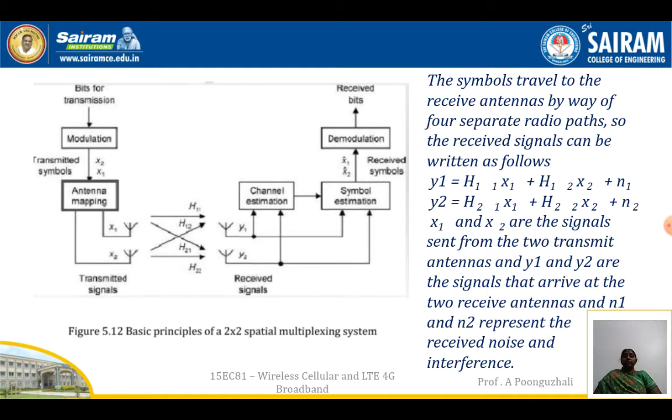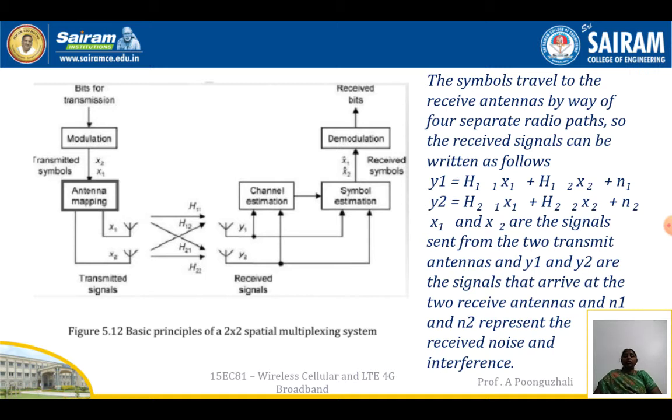When the symbol is transmitted to the receive antennas, we are going to have 4 separate radio paths, and the received signals can be written as y1 is equal to h11 x1 plus h12 x2 plus n1, because for the first antenna I am going to receive h11 x1 plus h12 x2 plus n1, and for the y2 antenna it is going to be h21 x1 plus h22 x2 plus n2, where x1 and x2 are the symbols that are sent from the two transmit antennas.